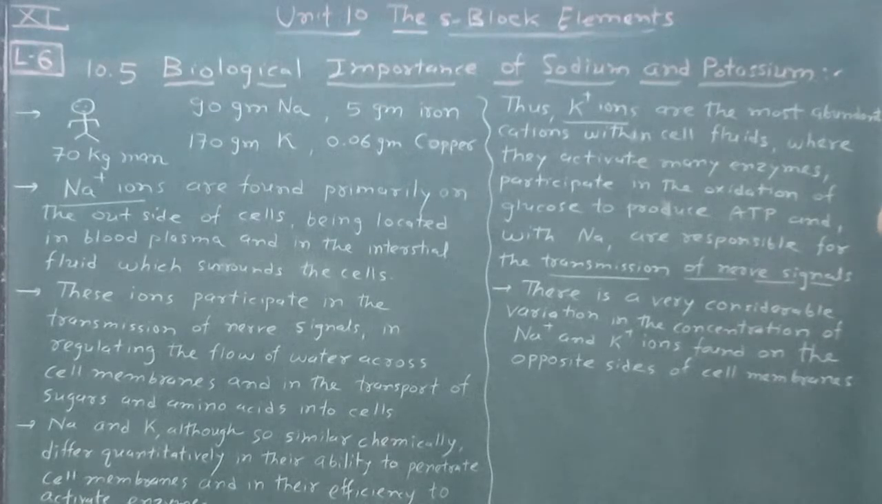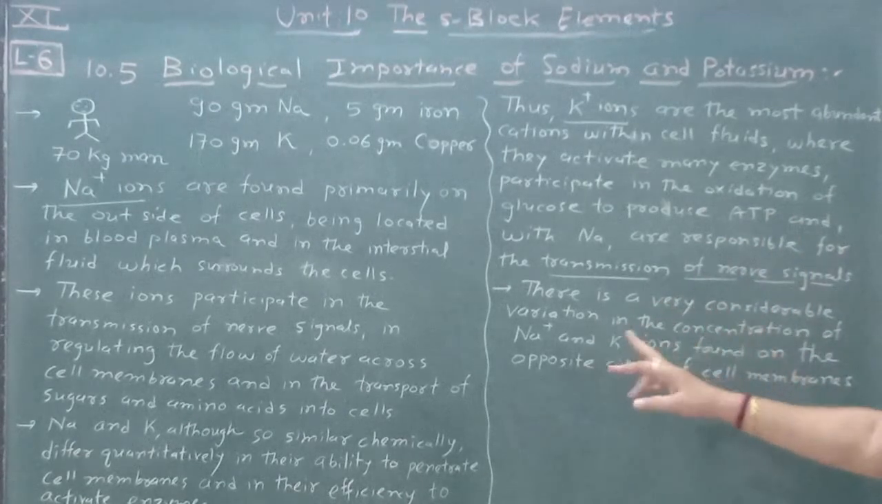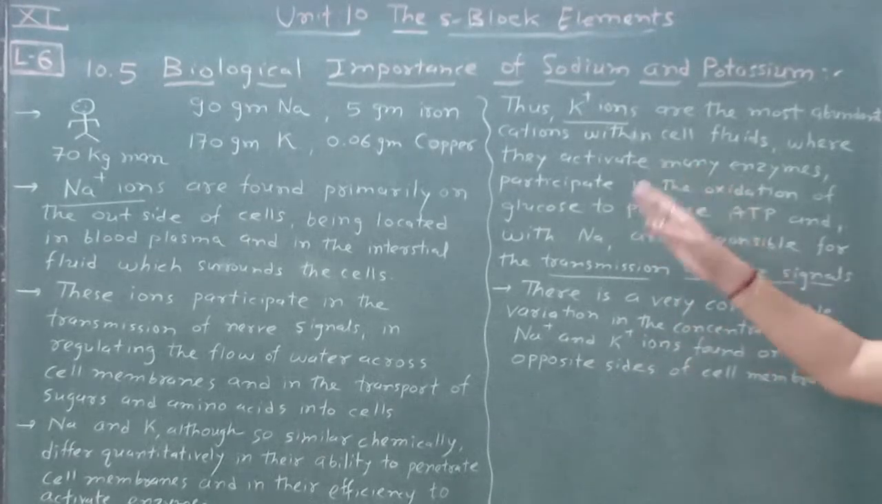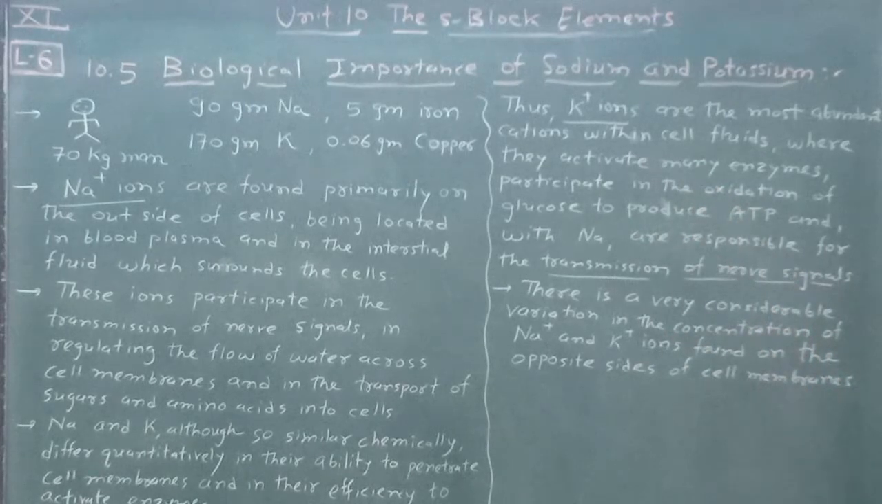It's very important. And there is a very considerable variation in the concentration of Na+ and K+ ions found on opposite sides of cell membranes. One typical example we see according to your NCERT textbook, and then we finish this topic. Write it down according to your NCERT textbook, cram it however you like, just prepare it. It's very, very important because it is a note on the sodium potassium pump. That typical example gives information regarding the sodium potassium pump, so write it completely.